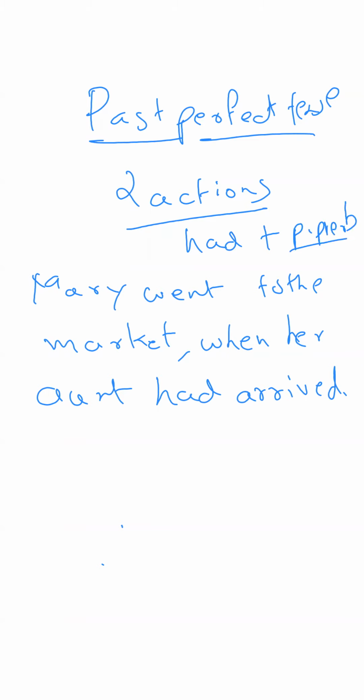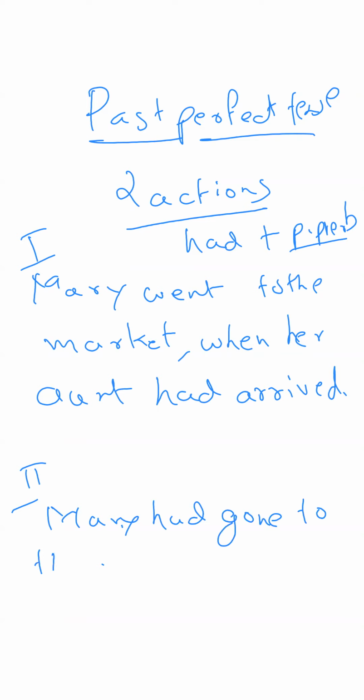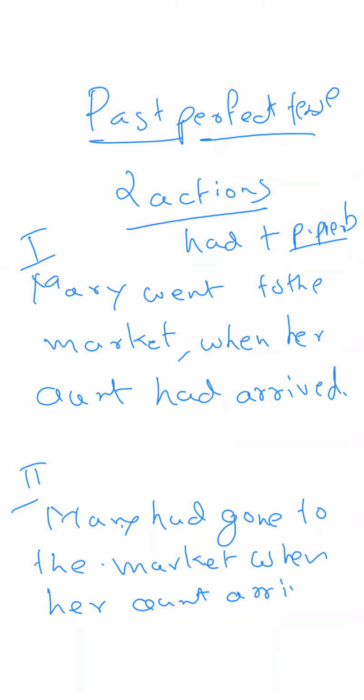Go and gone, the same past participle. Okay, but now hold on. This is sentence one, and this is sentence two. I'm going to write: Mary had gone to the market when her aunt arrived. Notice the had is in a different place here and here. Open to the class. What's the difference in meaning between the first two sentences?